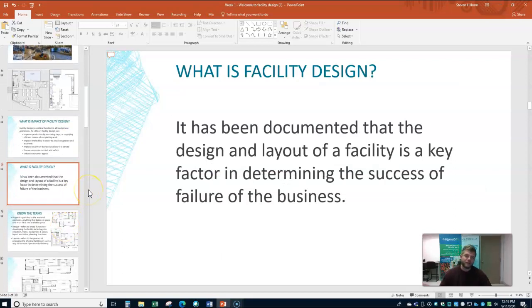So it's been documented that the design and the layout of a facility is a key factor in determining the success or failure of a business. We'll go through a bunch of ideas of looking at how design has failed, and where we have created more work for our employees, or created confusion for our customers, and where it's really succeeded.